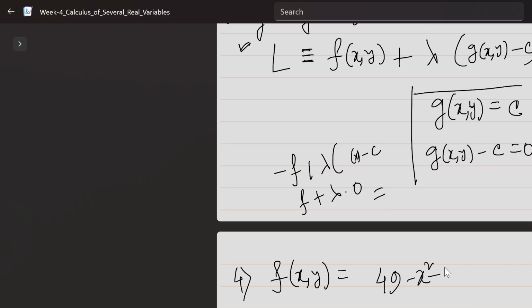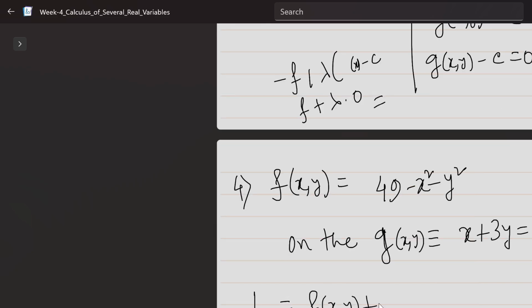So what is L? L is f(x, y) plus lambda into g(x, y) minus 10, right? So L is equal to 49 minus x square minus y square plus lambda into x plus 3y minus 10. So you have to find the maximum or minimum for L.